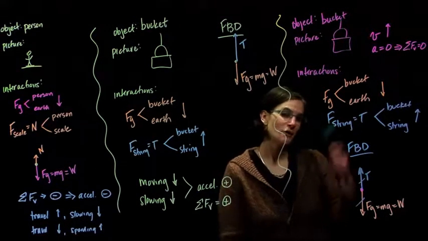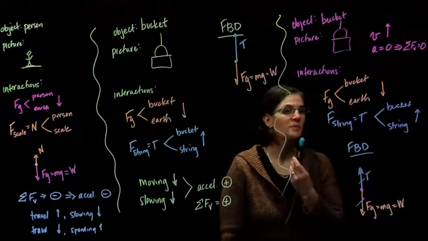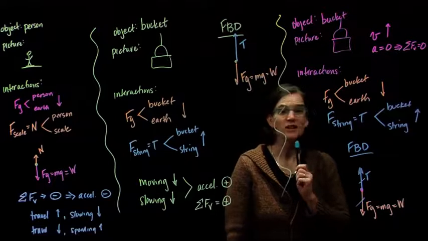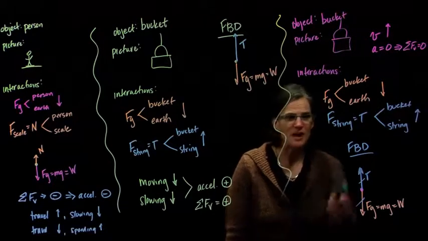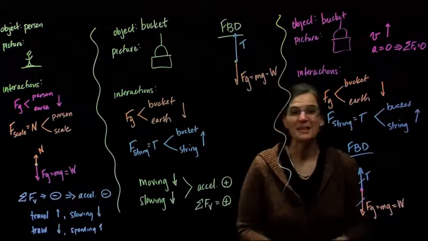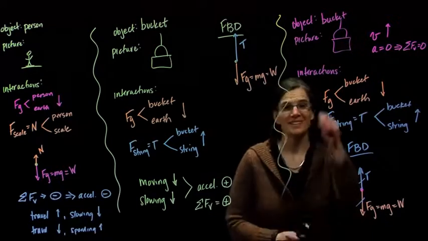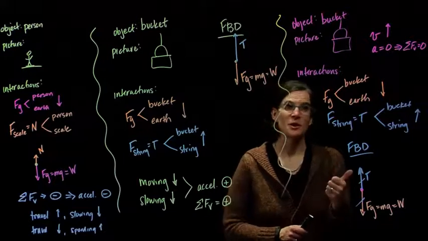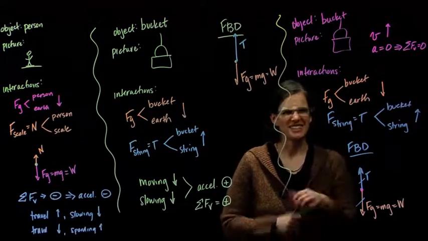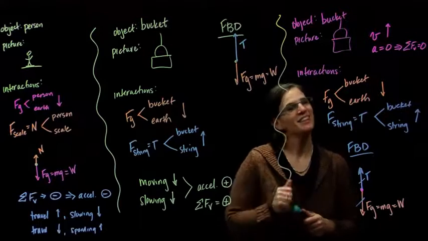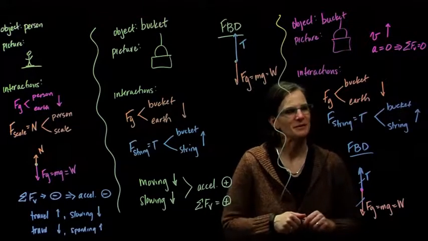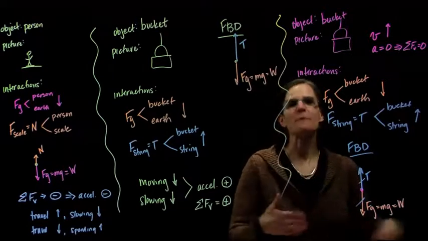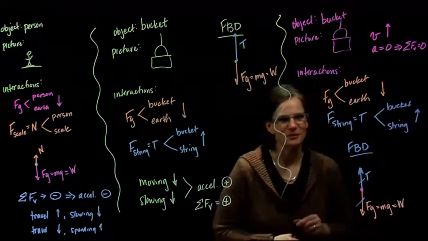If, instead of going up, the bucket was going down, would anything about the problem change? Pause, think about it, and answer why. All right, no, nothing about the problem would change. By looking at this free body diagram, we can't tell whether the bucket is going up or going down. We know it has to have no acceleration, so we actually also can't tell if it's staying still or moving at a constant velocity. So this free body diagram gives us information about the acceleration, and the problem gave us the rest of that information.